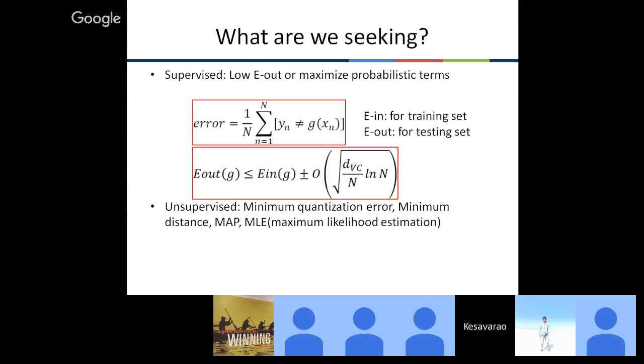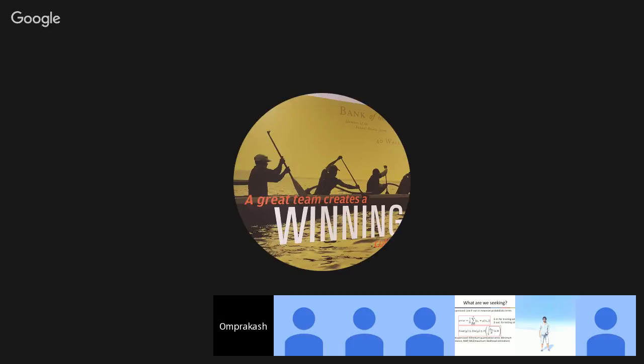Nice. What is this 1 by n sigma of 1 and 2n? We have yn not equal to g of xn. What is g? Oh, g is defined here.